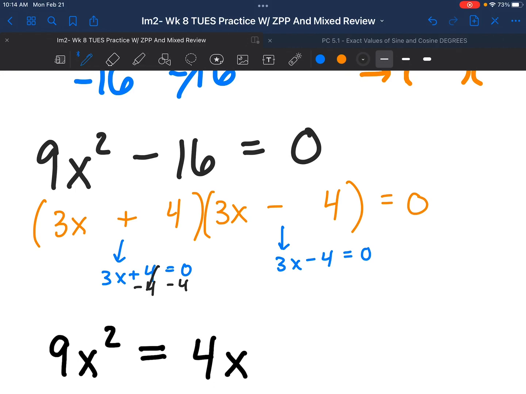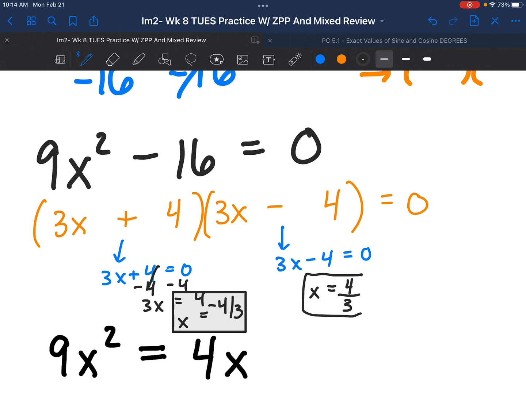And when you subtract 4 and divide by 3, you'll get x equals -4/3. Okay. Or on this one, add 4, divide by 3, you'll get x equals 4/3. I'm sorry, the first one was -4/3. The second one is +4/3. Regardless, you're just solving those two basic equations, and you should get the two solutions there. Sorry, a little messy there.